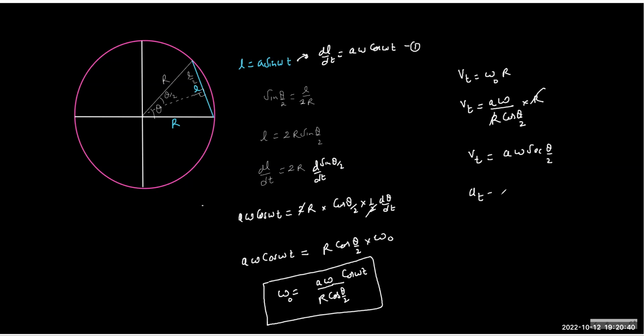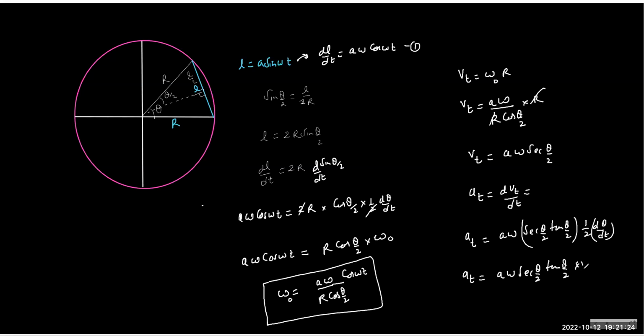Then to find the tangential acceleration, we can write dVt by dt. And again, I have to use the chain rule. So it will become A sec theta by 2. This omega is constant, so A omega. And the differentiation of sec theta is how much? AT turns out to be A omega sec theta by 2 into tan theta by 2 into 1 by 2 into omega naught.